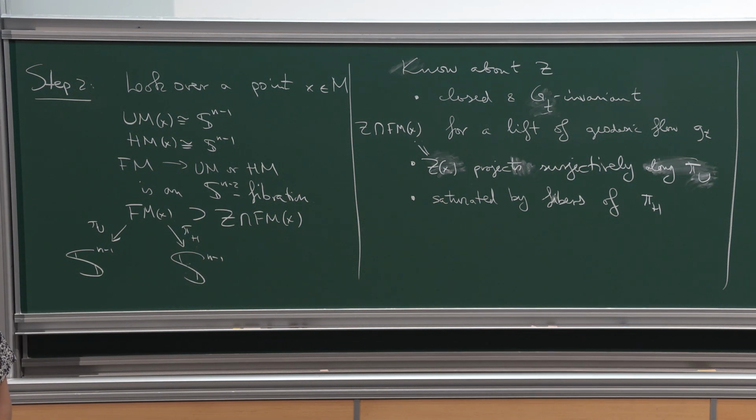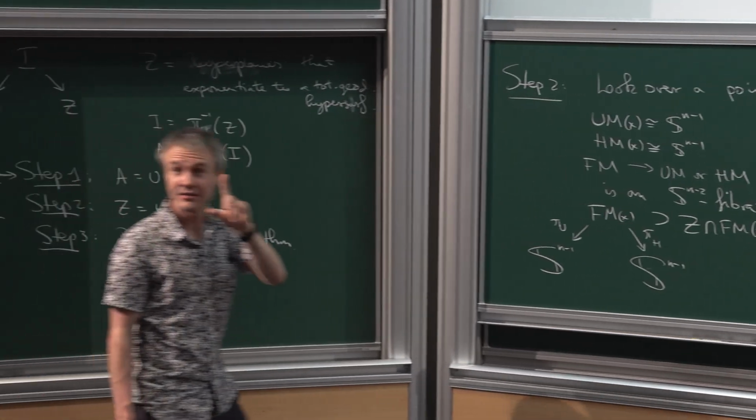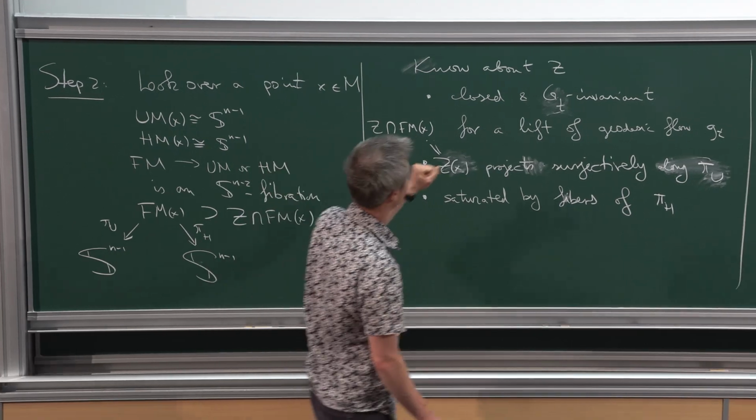So the definition of Zx, is it the intersection of Z with Mx or the preimage of Z? I think Z is a subset of. Oh, you want A, right? You want A not Z? Let me see. A. Oh, sorry. I mean I. I apologize.